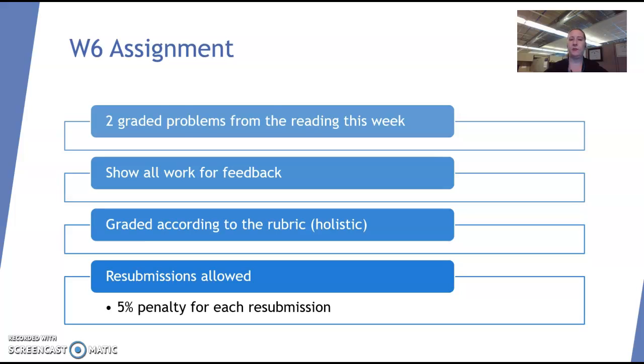Just like all the other assignments, you've got your 2 problems. Make sure you show all of your work. Make sure that the assignment is submitted and everything's legible. And resubmissions are allowed.